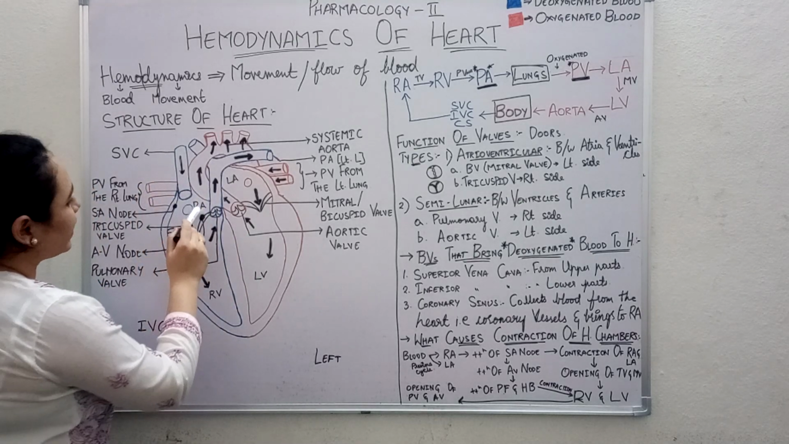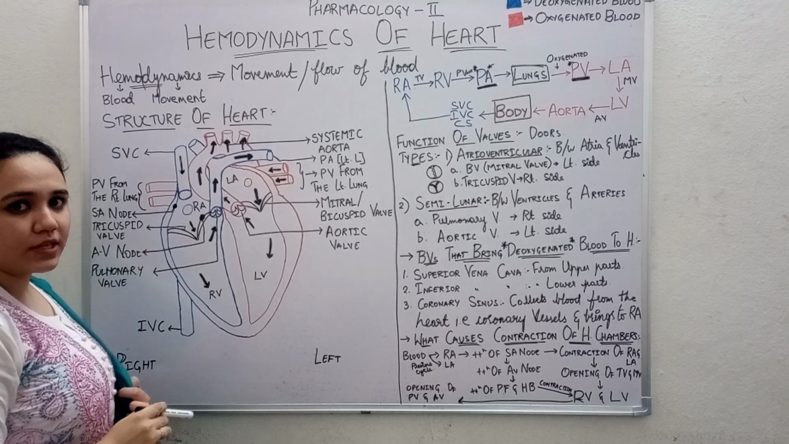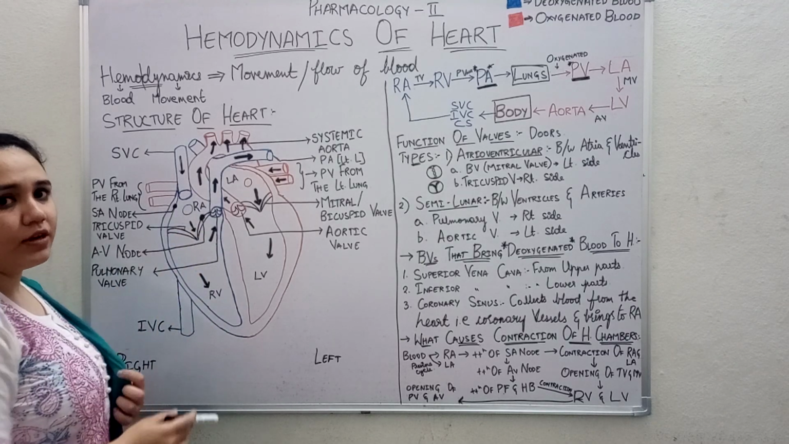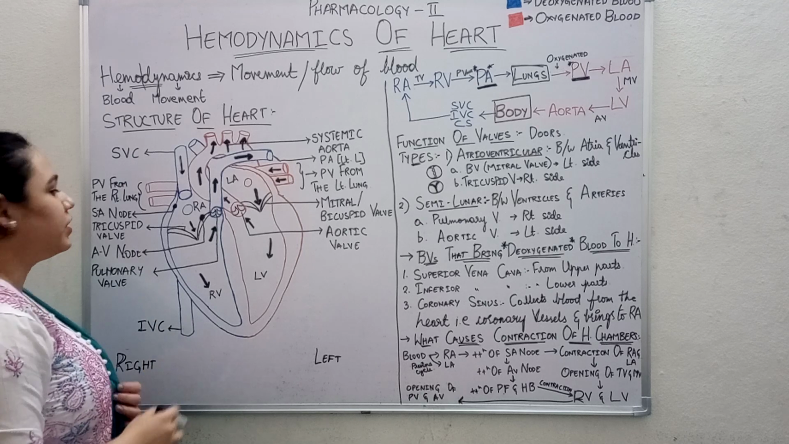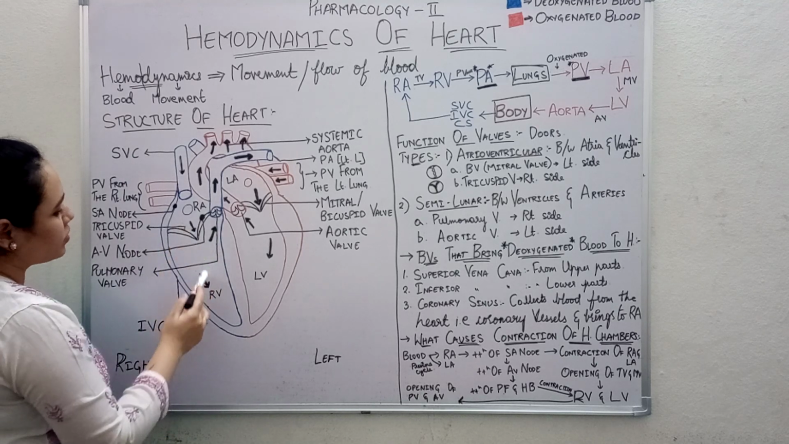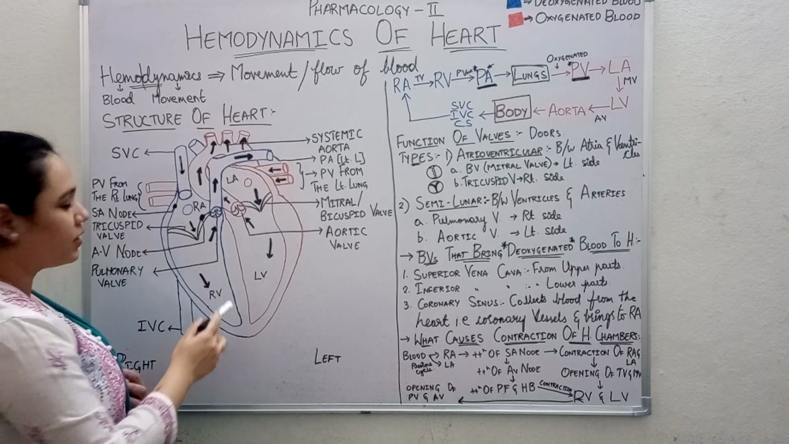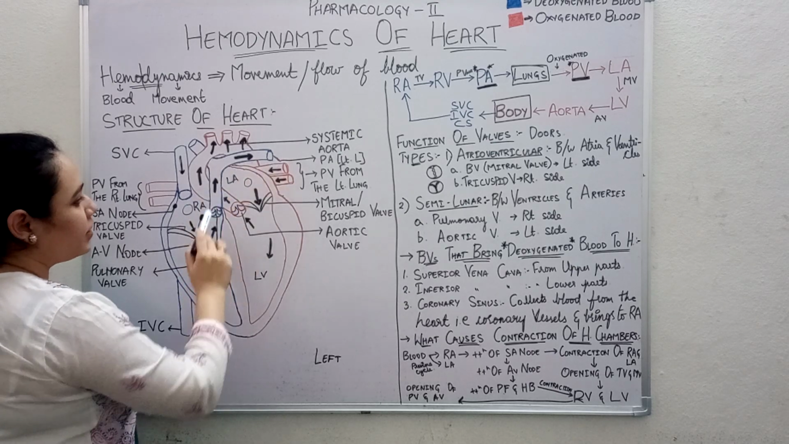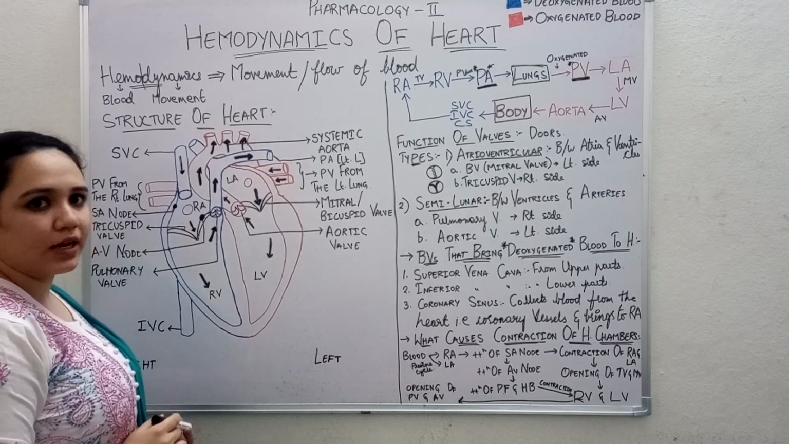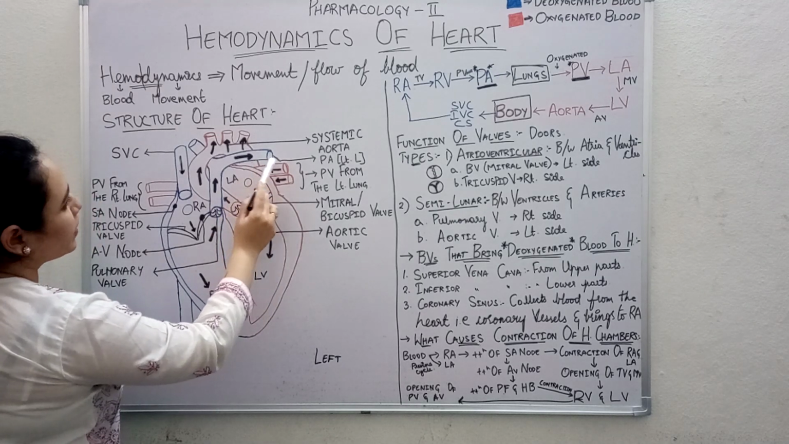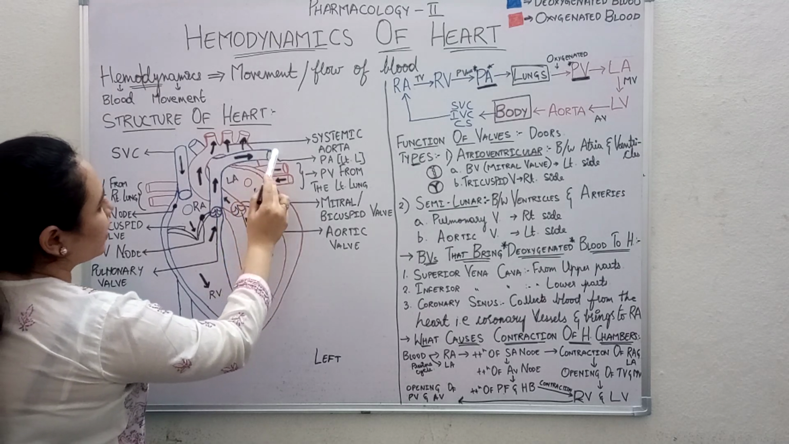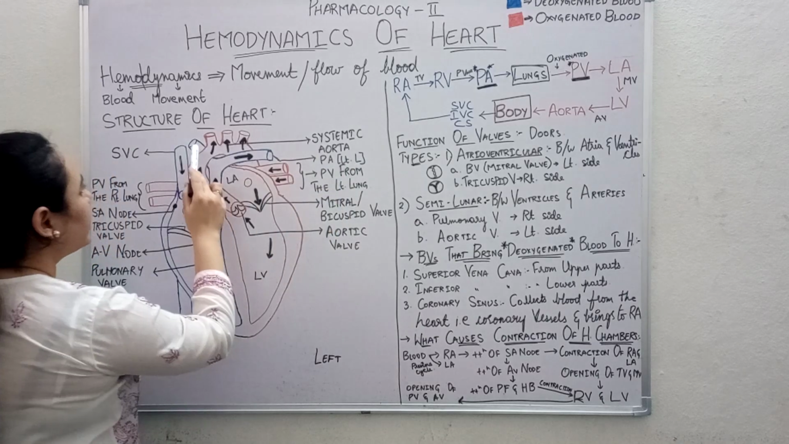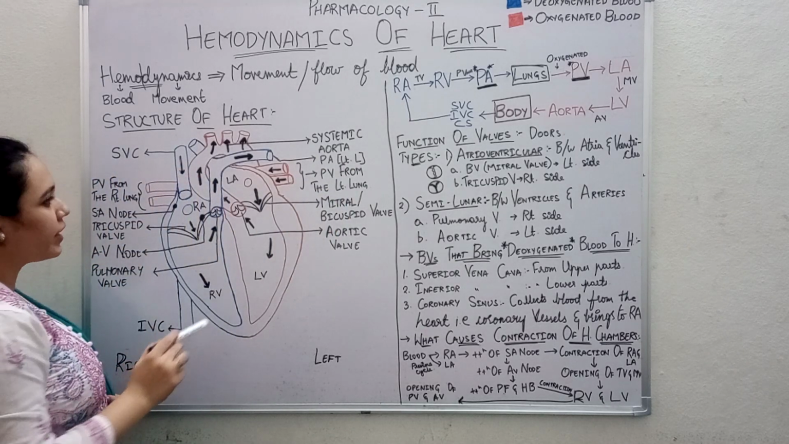The right atrium first gets the deoxygenated blood from different parts of the body, and from there the deoxygenated blood goes into the right ventricle. From the right ventricle, through the pulmonary artery, the deoxygenated blood goes to the lungs. The pulmonary artery has one branch going to the left lung and the other branch going to the right lung.